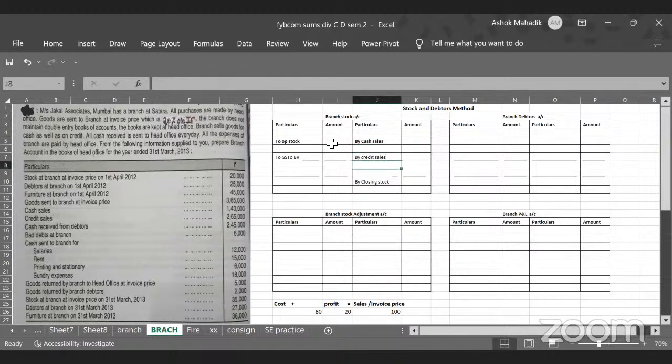So once again, I'll revise branch stock account. In branch stock account, you will record all the transactions which relate to your stock. You will have opening stock on debit side, just like in trading account, and closing stock on the credit side. If you receive goods from head office, stock account will be debited. You will write to goods sent to branch. Clear? If you're selling goods, it will be on the credit side. If you're selling it for cash, it will be by cash sales. If it is on credit, by credit sales. Or instead of credit sales, you can write branch debtors.